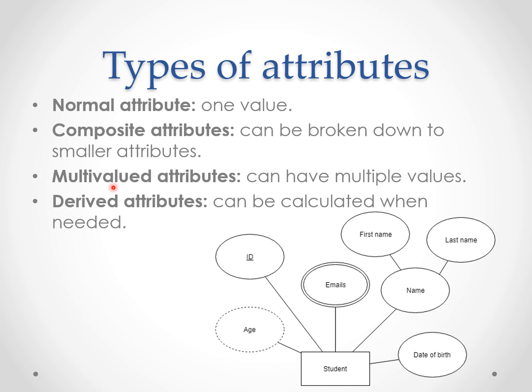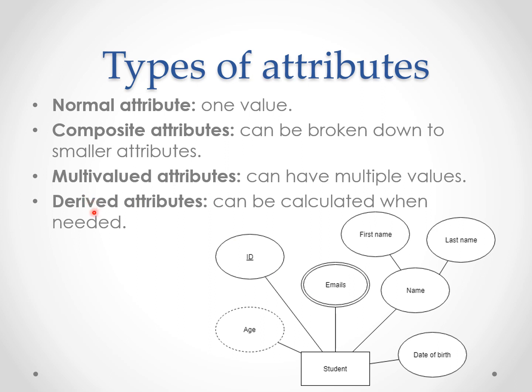The third type of attribute is multi-valued attributes. The multi-valued attribute is called like this because it has multiple values. What does this mean? For example, your email address: you might have a university email, but one student might tell me, but I have a personal email as well. So if you have multiple values and they both belong to emails, this is called a multi-valued attribute. The multi-valued attribute can also be a phone number. If you have two phone numbers, then this could be a multi-valued attribute. So any attribute that has multiple values is called a multi-valued attribute.